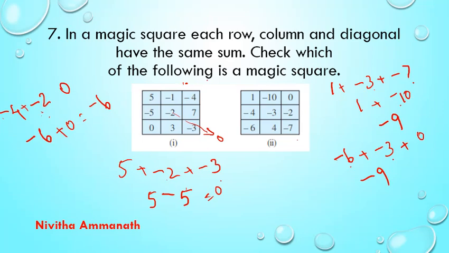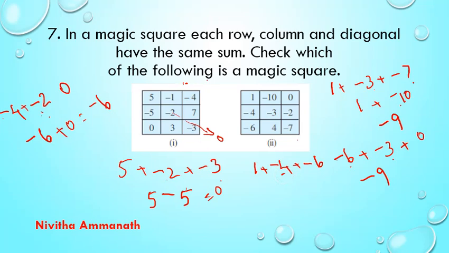Then we have to check whether the column and row sums are the same. So the first column: 1 plus minus 4 plus minus 6. Minus 6 plus minus 4 is minus 10.